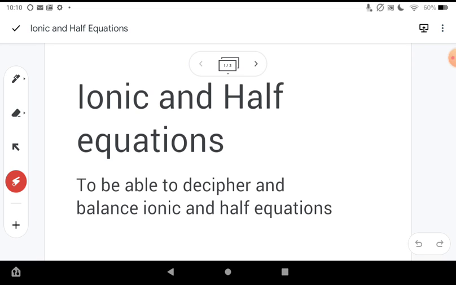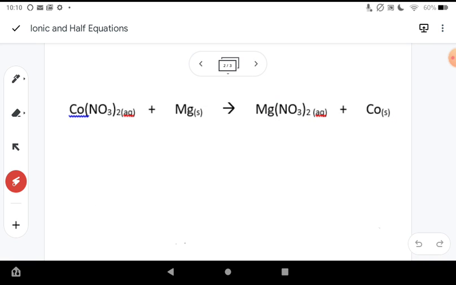So if you really do struggle with word equations and balanced equations, I strongly suggest you go and watch a video on that before you come on to this, because if you can't get the balanced equations, this is going to be very, very difficult. So let's have a look at an example.